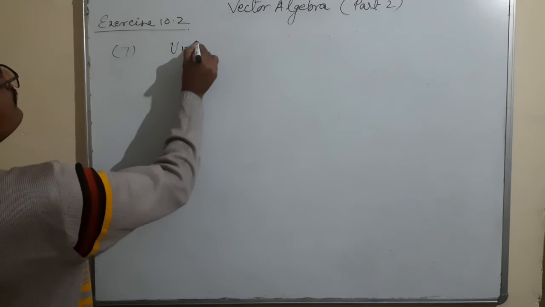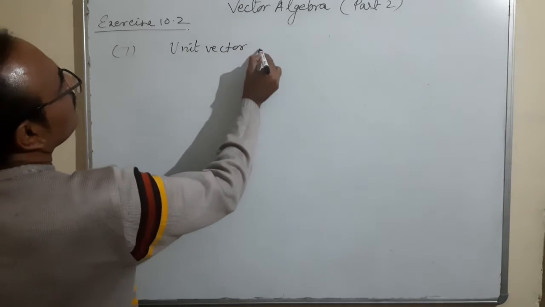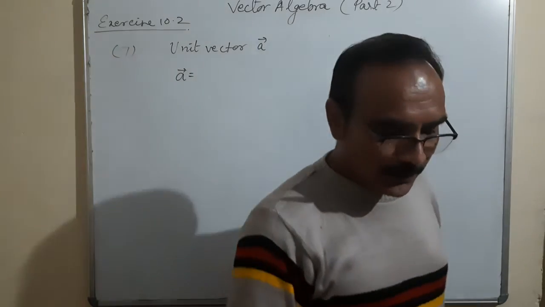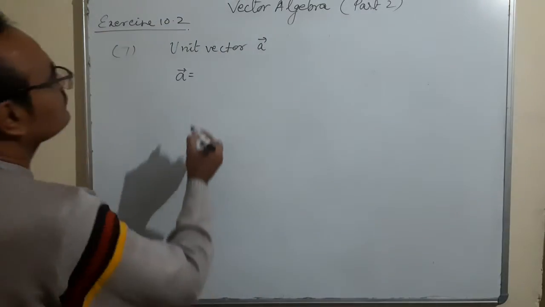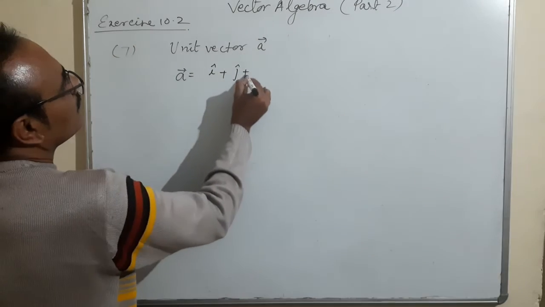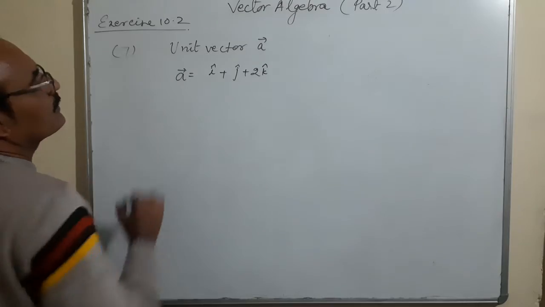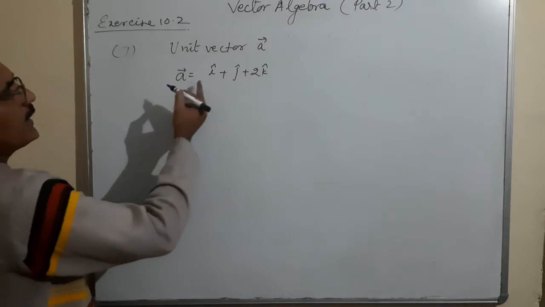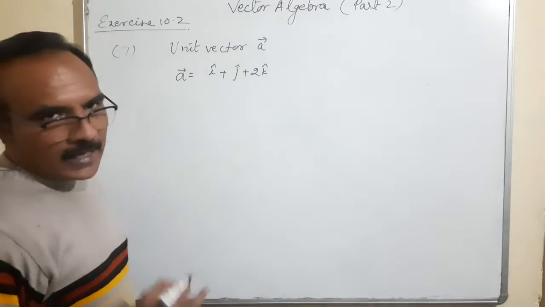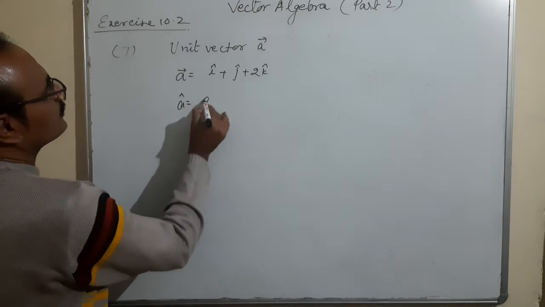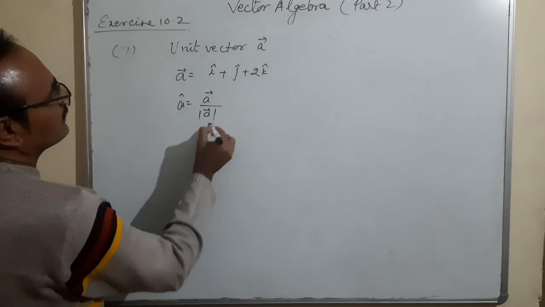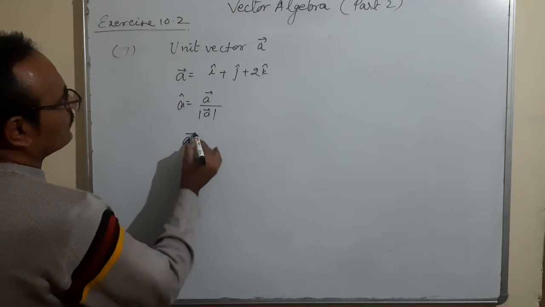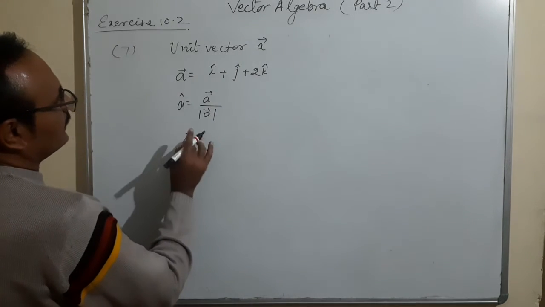Find unit vector A. A is given as i plus j plus 2k. Sorry, I am not putting a dot here, but you can treat it as a vector A, i plus j plus 2k. We are going to find the unit vector. I told you this is the procedure. Unit vector A is equal to vector A upon magnitude of vector A. And how to find the magnitude? I told you already.